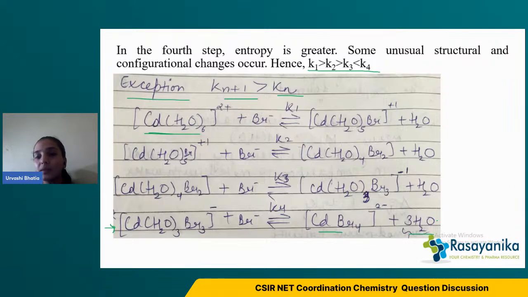So entropy is increasing. Here it is 4, and on the left side of the equilibrium, it is 2, right? Molecules are 2 molecules here. Here it is 4 molecules. So entropy is increasing, right? Randomness is increasing. Entropy is increasing. So for this reason, the K4 becomes greater than K3. This one, right? K4 becomes greater than K3.